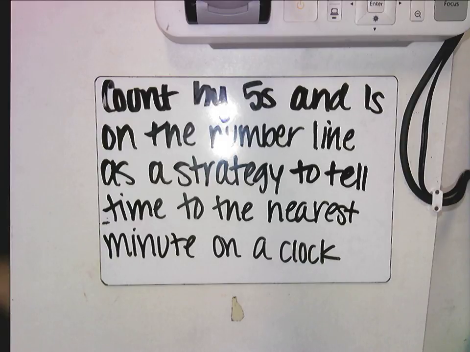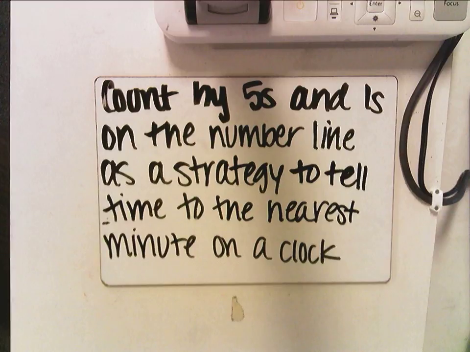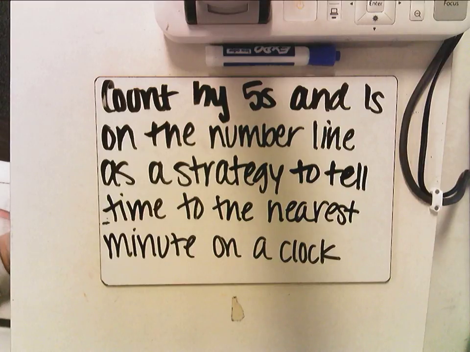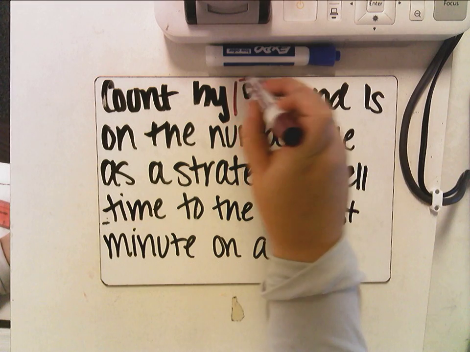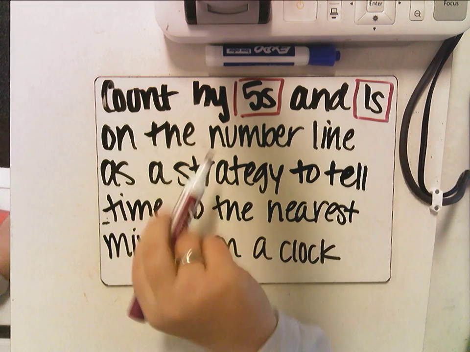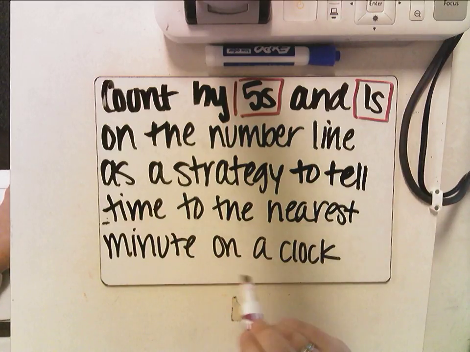So here's today's objective. Let's break down what the objective means and what it means to you. How are you going to figure out what it means? What are you going to learn today? So it looks like we're going to count by fives. So I'm going to box that number right there. And by ones on the number line as a strategy to tell time to the nearest minute on a clock.